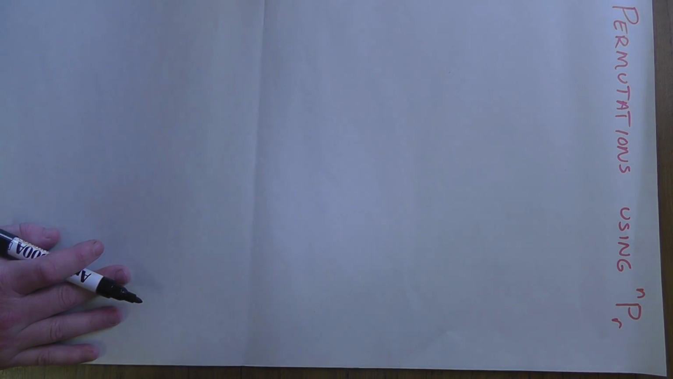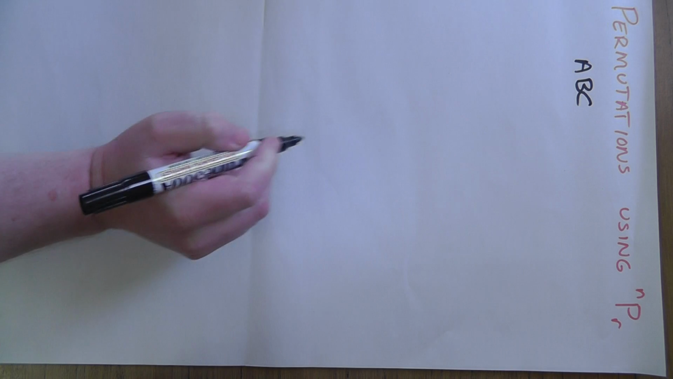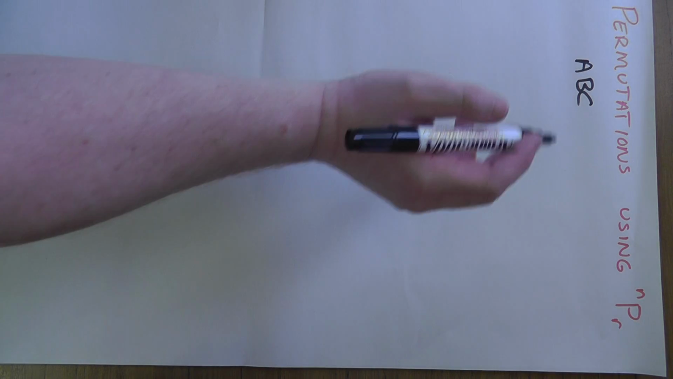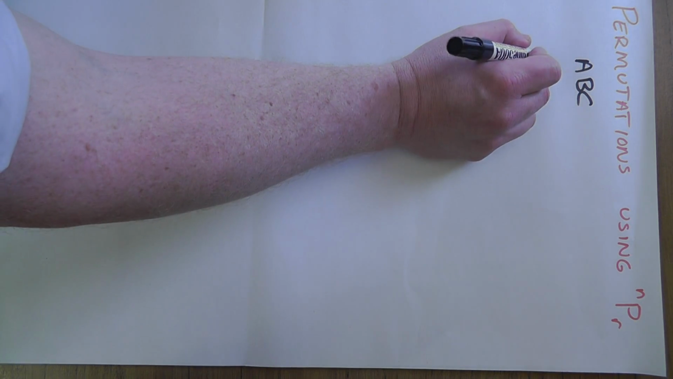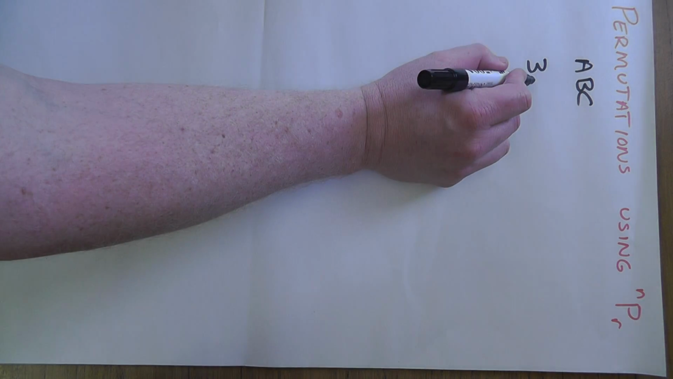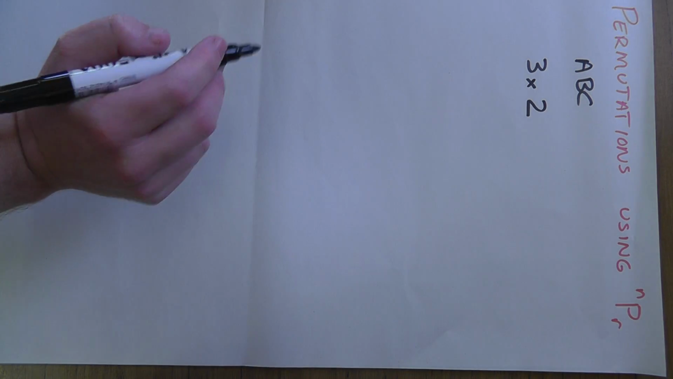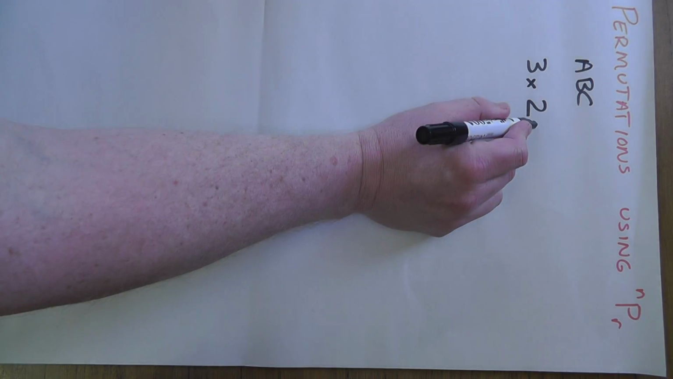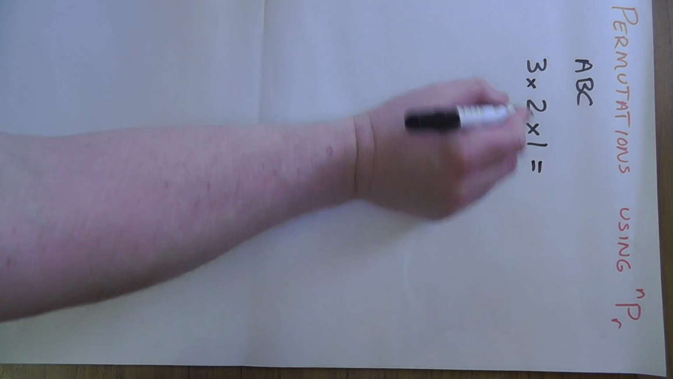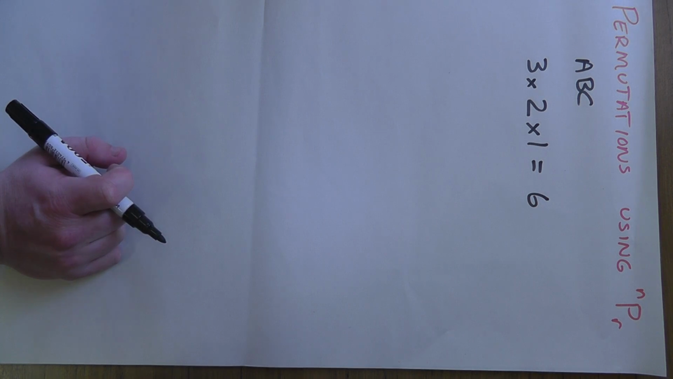So if we look at a simple example, say we have groups of 3 letters, so say A, B and C. If we want to make groups of letters, we have a few ways of doing it. For the first letter, we have 3 options, an A, a B or a C. And we pick another letter, but we've already picked one, so we've got 2 left. So there's 2 options for the second letter. And for the last letter, there's only 1 left, so 3 times 2 times 1. That's 6 different ways that we can arrange those letters.